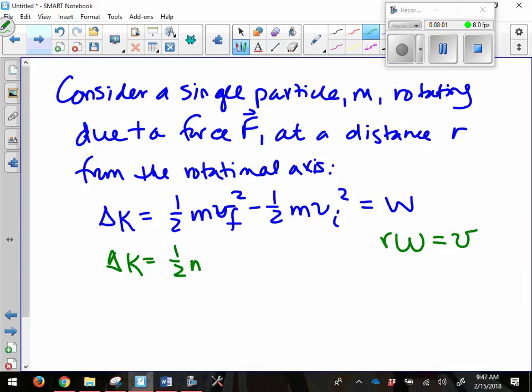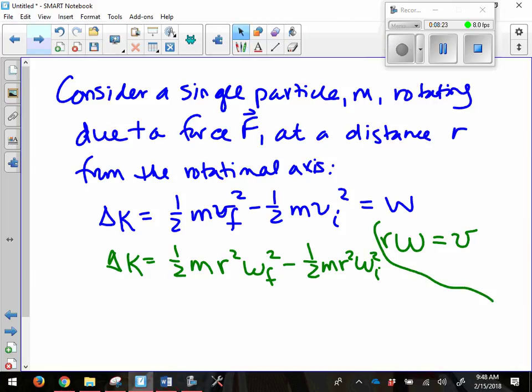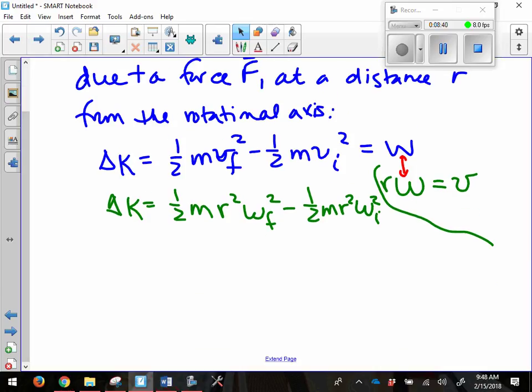So now I've got 1/2 m. My r is going to be the same, right? Because it's rotating that distance out from the center and it doesn't move. So I've got r squared, and then I've got omega final squared minus 1/2 m r squared omega initial squared. And this would be a really good time to note that you must make your W's for work and your omegas for angular velocity look different. Which I've been telling you for weeks now.